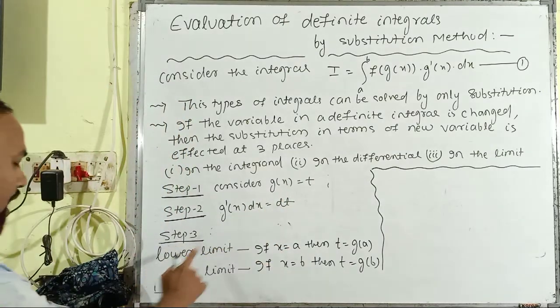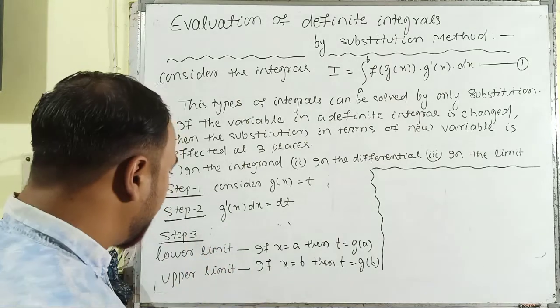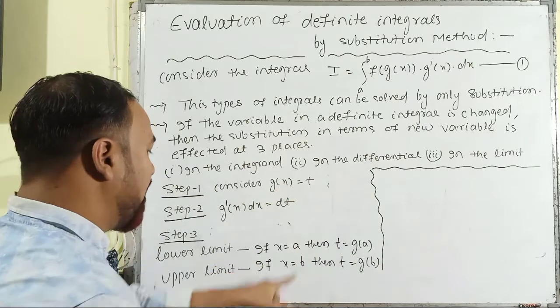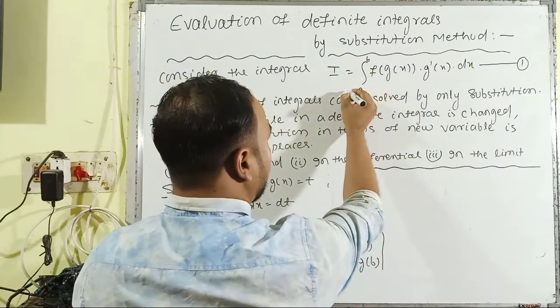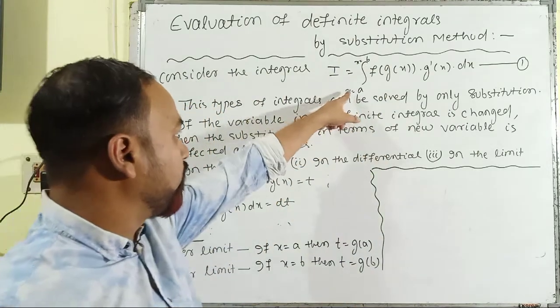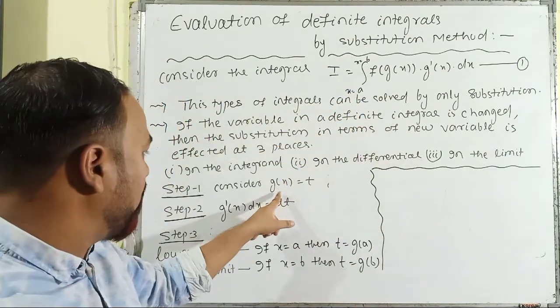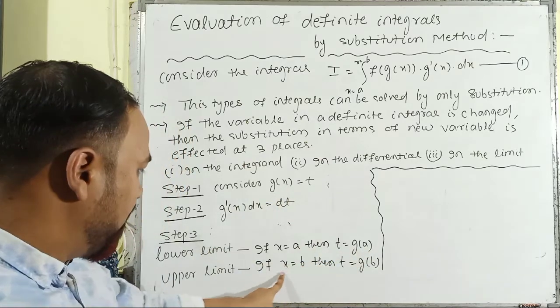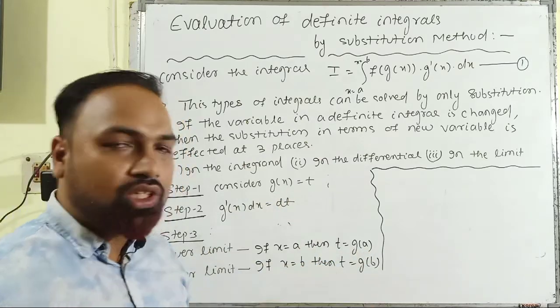Then we have to change the lower limit as well as the upper limit. Putting x equal to a, t will be g of a. Because these are the values of x, whenever we put x equal to a in the function g of x, then t will be g of a. If x is equal to b, then t is equal to g of b.